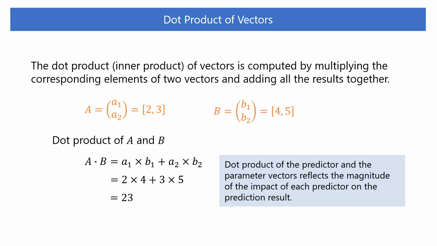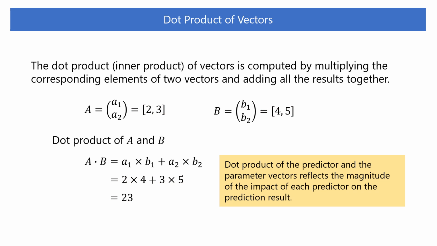Here is an example of inner product calculation using two simple vectors. Vector A and vector B are defined as follows. The formula for the inner product of vectors is to multiply the corresponding elements of the two vectors and sum the results. Substituting the numerical value of each vector into the formula, we find that the inner product is 23.